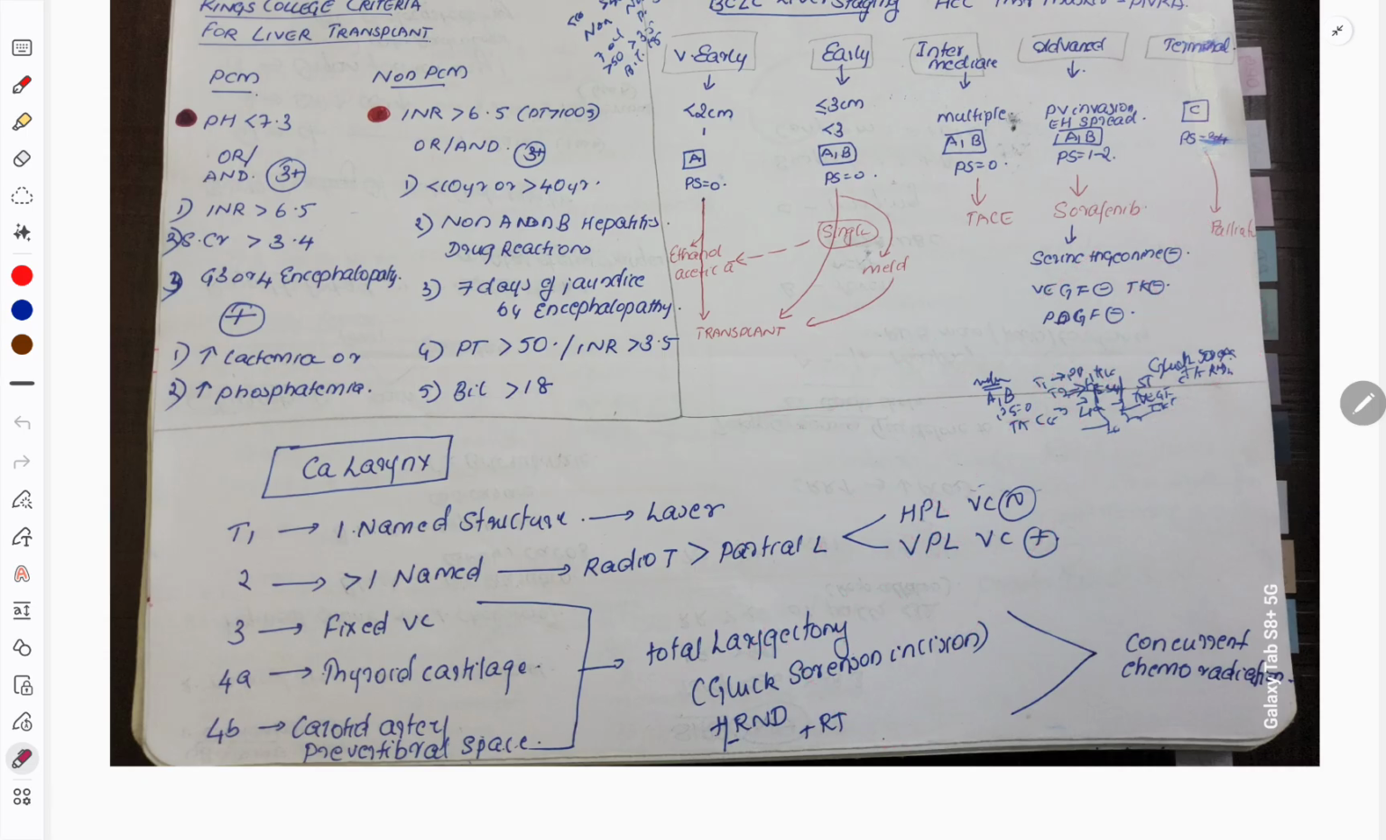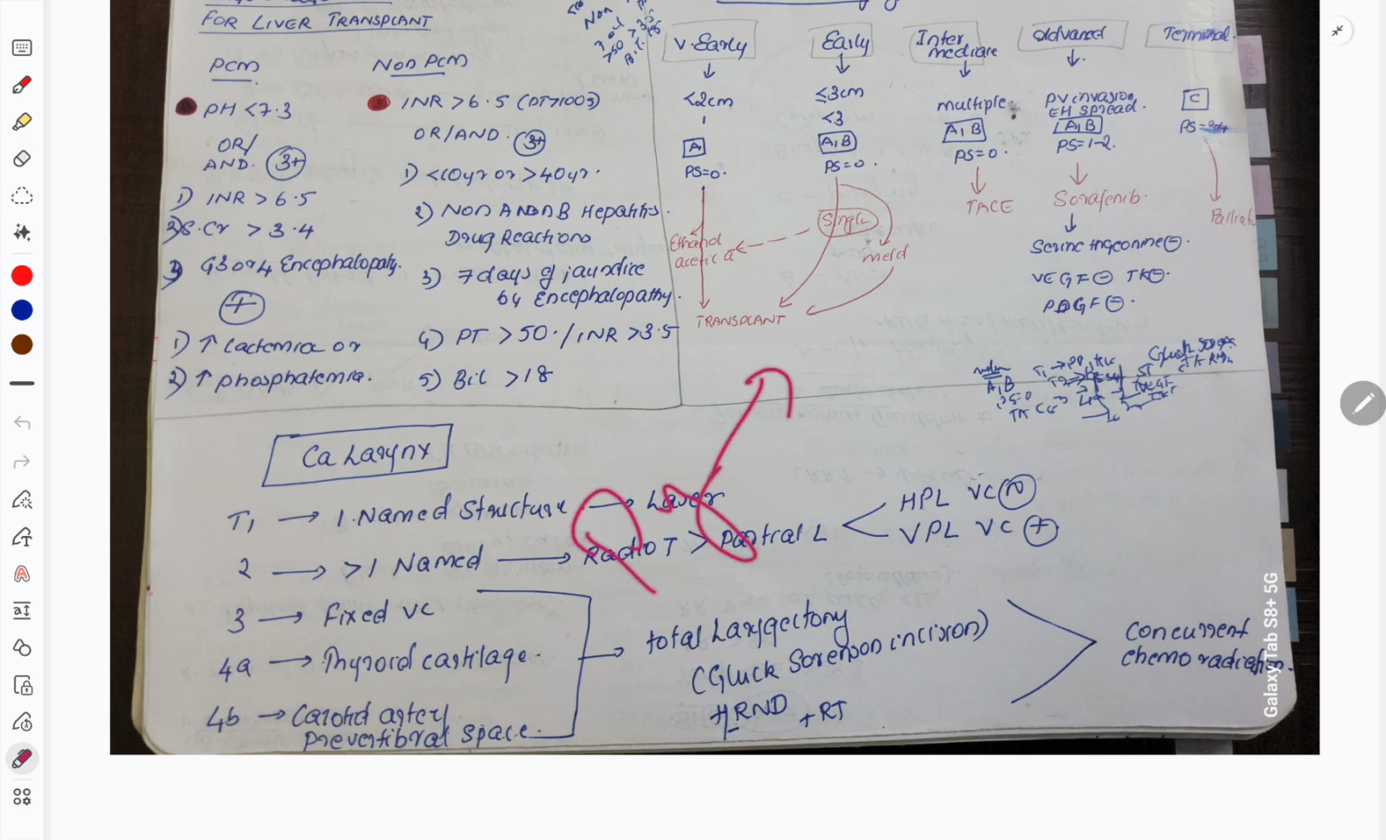And then there is pyogenic liver abscess. In pyogenic liver abscess, the liver enzymes will be elevated. In amoebic liver abscess, the liver enzymes will be normal. In amoebic liver abscess, you will give metronidazole TDS, 750 mg for 2 weeks.